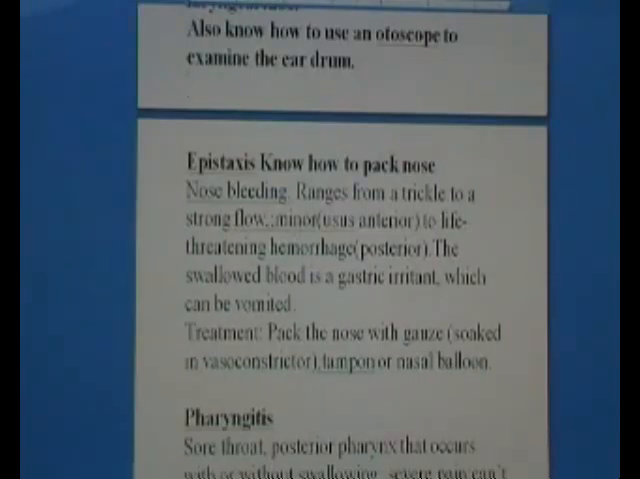One thing you do need to know is about bleeding noses. You need to know how to pack a nose. It's pretty important actually. This can range from a trickle to a major blow, hemorrhaging. So minor, that's usually the anterior aspect of the nose, to the posterior aspect. The swallowed blood is a gastric irritant that can be vomited.